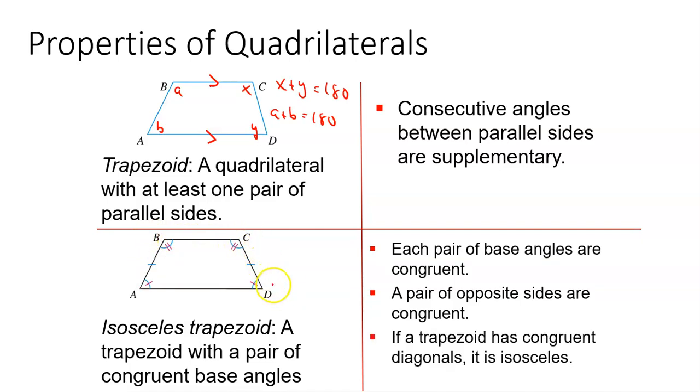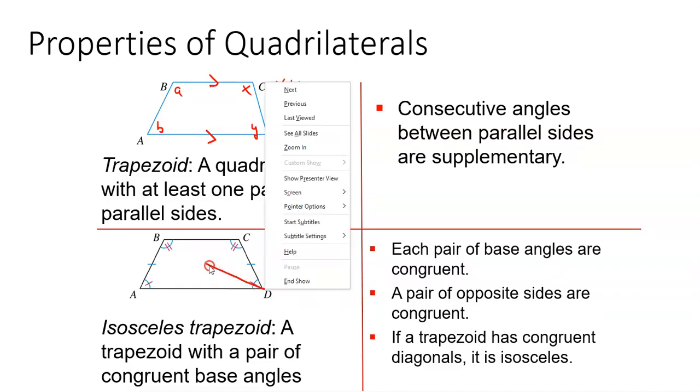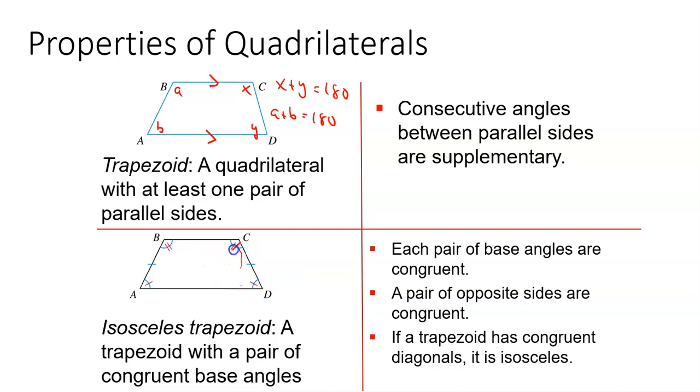And the other thing that's true, and this will be true if you're teaching a high school geometry course, probably not in elementary or middle school, is that congruent diagonals mean that it's isosceles as well. So if that diagonal going that way is congruent to the diagonal going the other way, you've created a set of congruent diagonals, therefore it's isosceles.